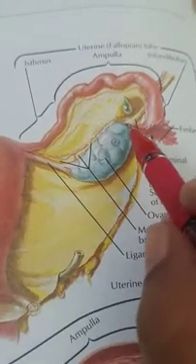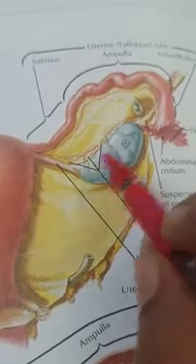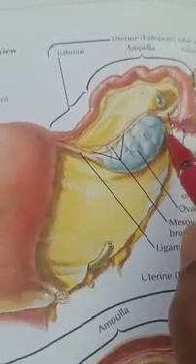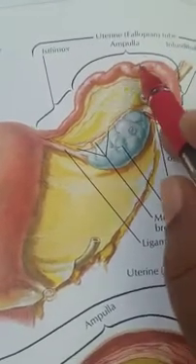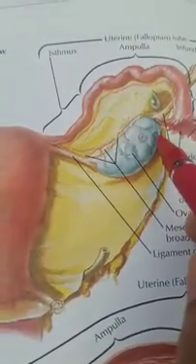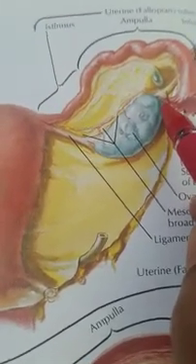So we can see this one, upper pole. The upper pole is broader than the lower pole, and it is related to the uterine tube. Here we can see this is the uterine tube. So it is related to the uterine tube and external iliac veins also.